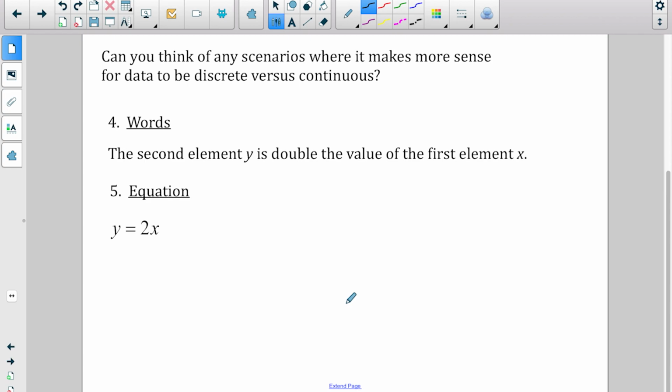Now, the key to identifying the difference between discrete and continuous data is to ask yourself, is it possible for there to be more data in between the points that are given to me?